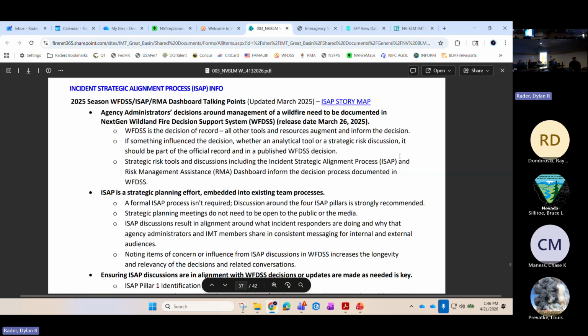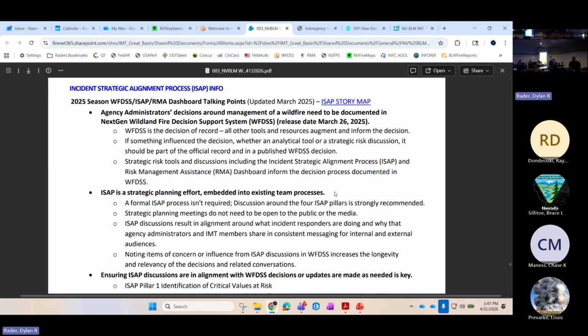The talking points that I included in this document are from last year, but they haven't changed. The talking points that were put out last year are still the same. The primary thing, though, specifically when we're talking ISAP, is WFDS is still the decision record. So whatever happens in ISAP, it needs to be included in the WFDS decision in order to actually be made part of the permanent record.